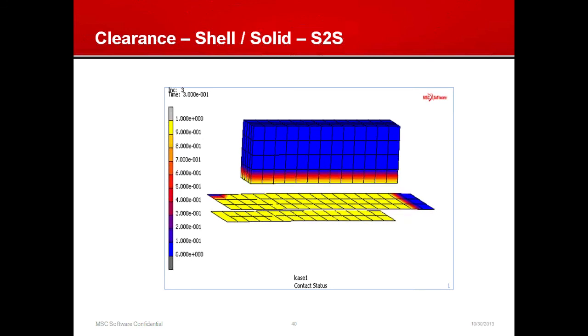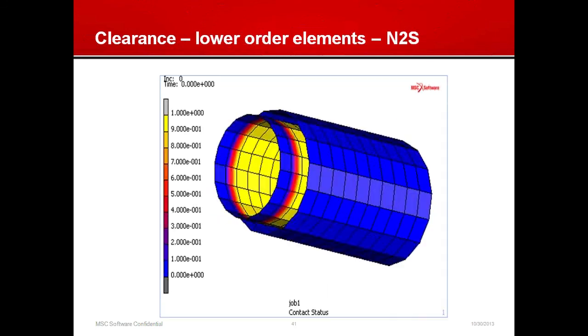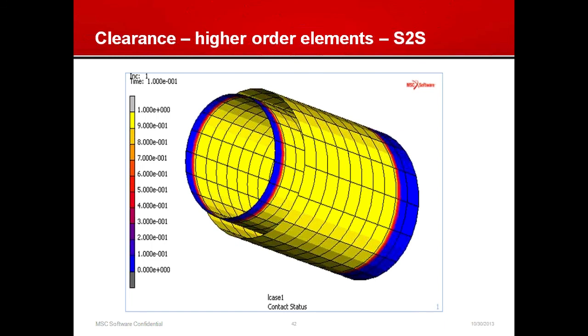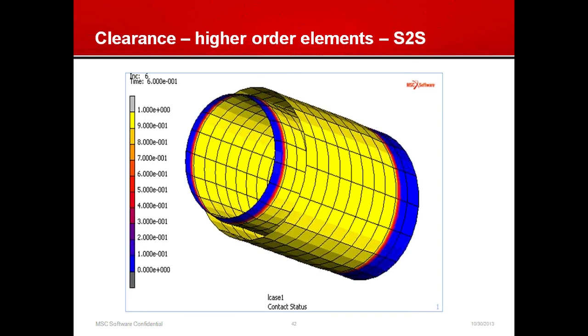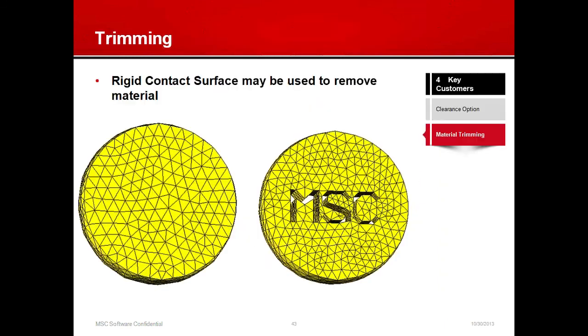And here are some other examples. This one is done with segment-to-segment contact. A pressure is applied on the bottom sheet, and it appears as if it is continuously in contact. So it's a very user-friendly capability. It can be done with either lower order elements or higher order elements. It can be done with node-to-segment contact, and it can be used with segment-to-segment contact.